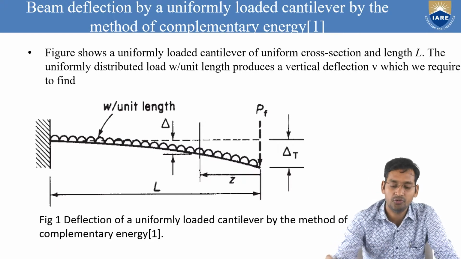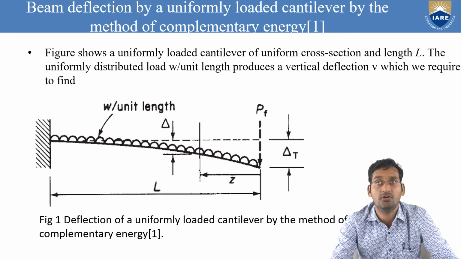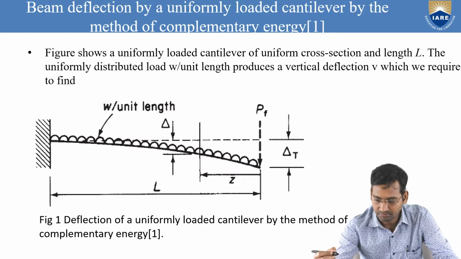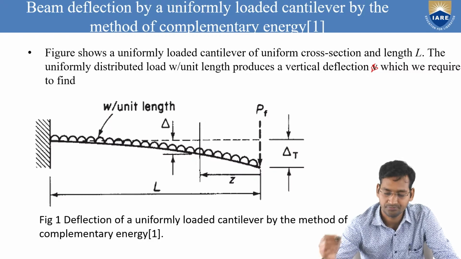This figure shows a uniformly loaded cantilever of uniform cross section and length L. The uniformly distributed load w per unit length produces a vertical deflection, which we are required to find. So now just see here, this vertical deflection, this delta T, is the deflection we have to find.